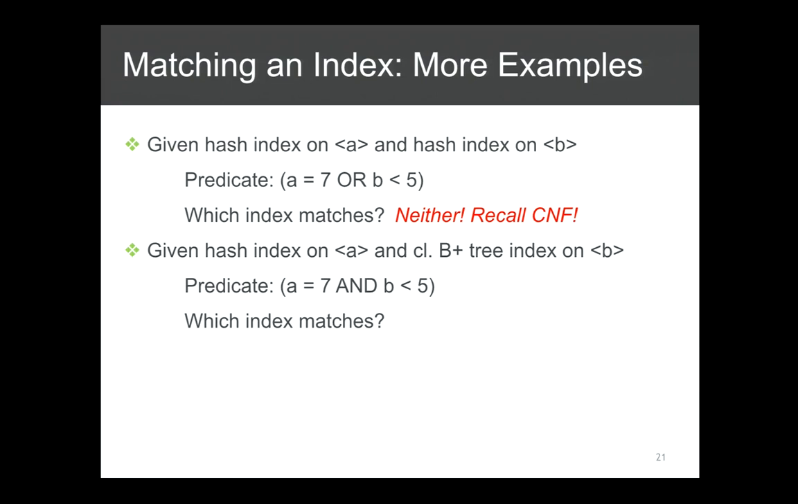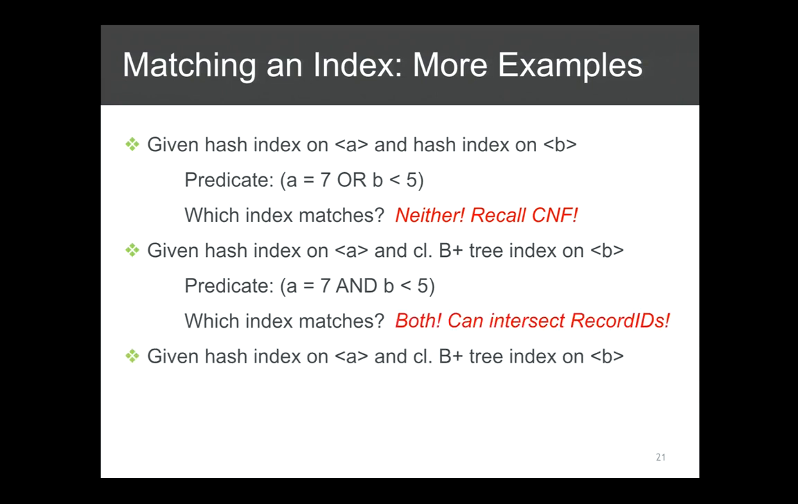The answer is both of them match, because A equals 7 is an equality predicate in this conjunct over here, so the hash index matches, and it's a primary conjunct. B less than 5, clustered B plus tree on B, so this matches this conjunct, it's a primary conjunct. These two are non-overlapping parts of the predicate. You can use both of them, intersect the RIDs, and you will get the records that satisfy the whole predicate. So in this case, both of the given indexes match this particular predicate.